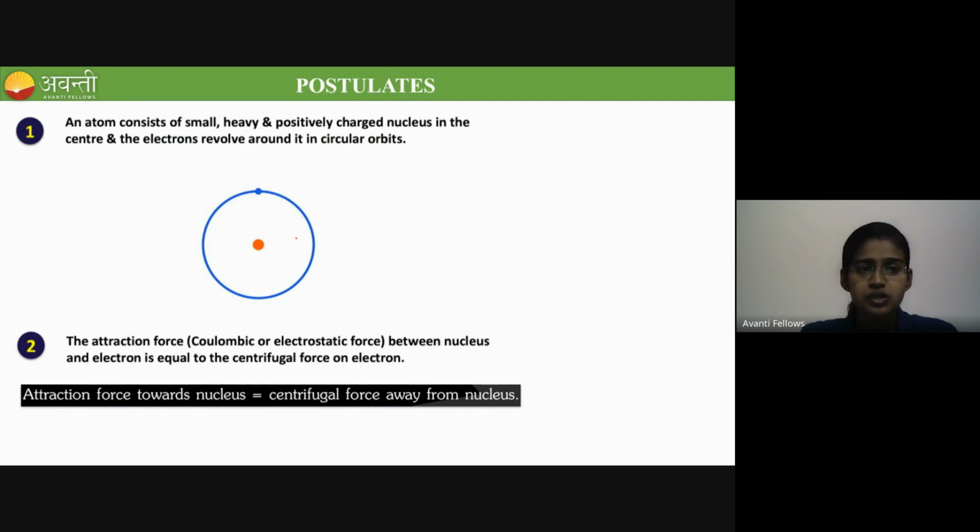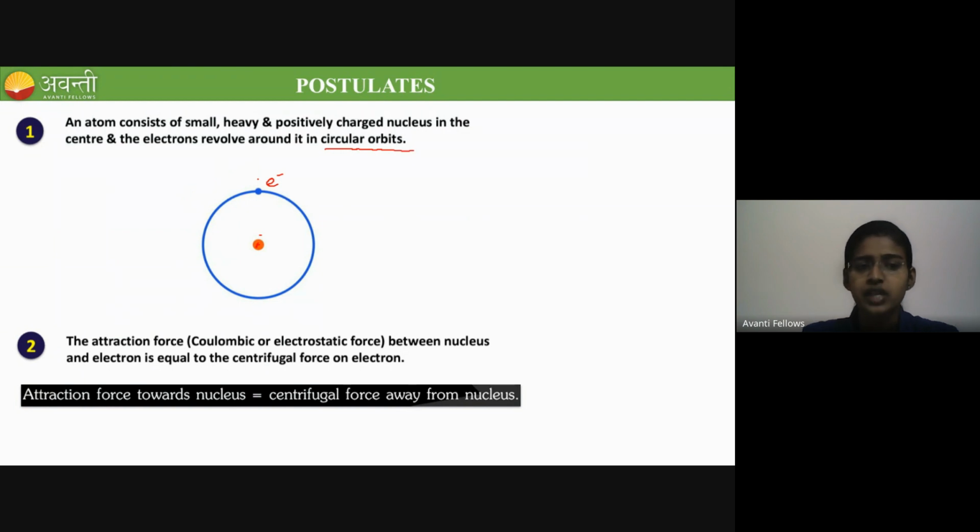So the first postulate states that an atom consists of small, heavy, and positively charged nucleus in the center, and the electrons revolve around it in a circular orbit. So we have an atom, and that atom has nucleus at the center, and the electrons are revolving around that nucleus in a circular orbit. This was the first postulate. Circular orbit, this is very important. You have to keep this in mind.